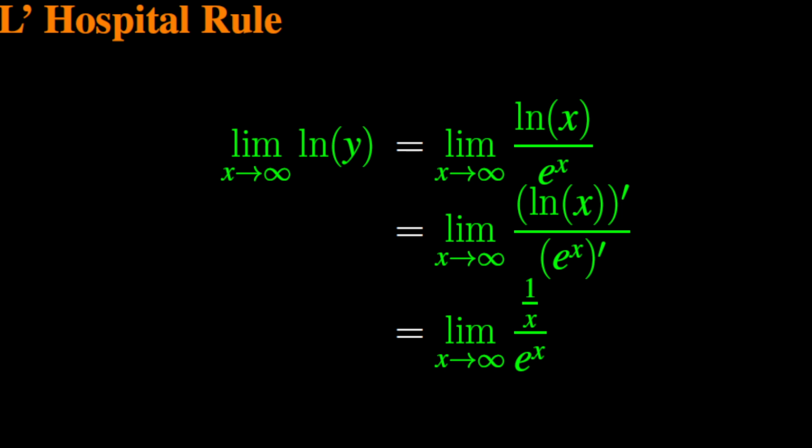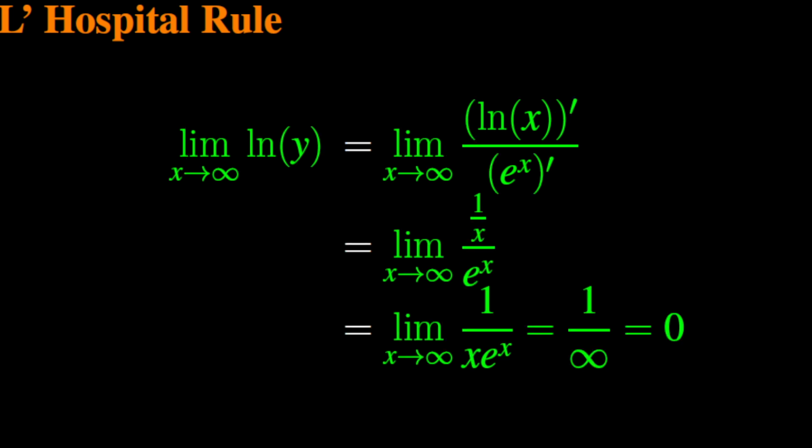By the L'Hospital rule, this limit is equal to the limit as x goes to infinity of the derivative of log of x over the derivative of exponential of x, which is equal to the limit as x goes to infinity of 1 over x, over exponential of x. Because the derivative of log of x is 1 over x, and the derivative of e of x is just e of x. By simplifying this fraction, we see that the limit is equal to the limit as x goes to infinity of 1 over the product x times e of x. We all know that as x goes to infinity, x times e of x goes to infinity. So our limit is 1 over infinity, which is 0.